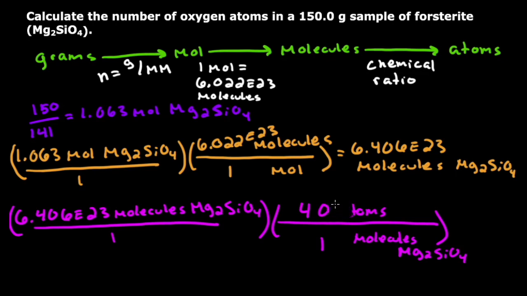So now that I know that there's going to be 4 oxygen atoms for every one of these molecules, what I can do is take the molecules here and molecules here. Those can cancel out. I'll take this number here times this number here. And when I do that, I'm going to get that this is going to be equal to 2.56 times 10 to the 24th power, and that's going to be atoms of oxygen. And so this right here is going to be the answer.